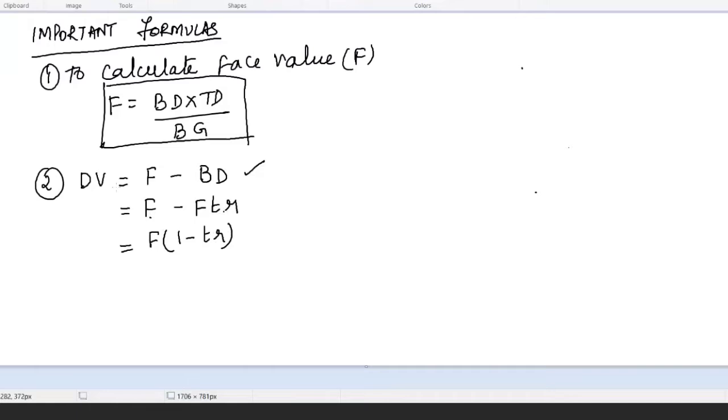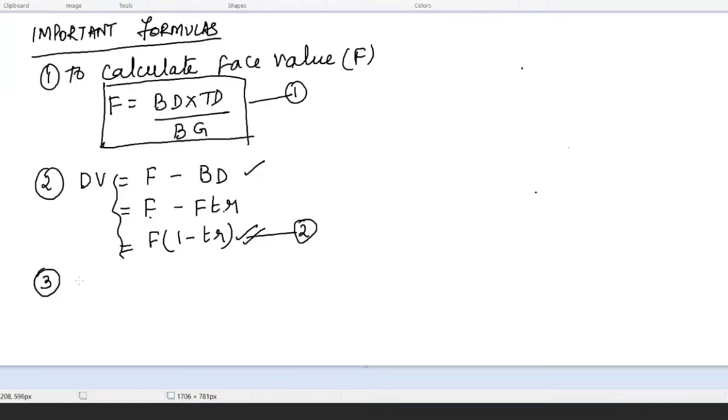So any of the three formulas we can proceed with, okay? Most of the times we are using this last formula, discounted value is equal to F into 1 minus TR. So for the time being, let us give some number. This is the first formula which we are learning, second formula which we are learning. But understand, discounted value is from the face value, you are subtracting the banker's discount.